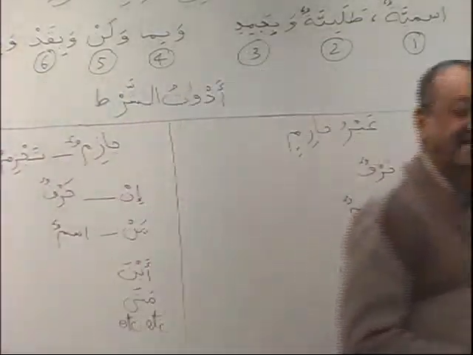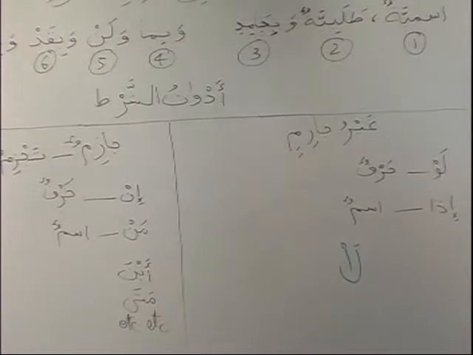Okay, and it has got no place in the i'rab. La mahalla lahu min i'rab, or fil i'rab. Are you with me? You will come across this expression: la mahalla laha or lahu fil i'rab. It means it has got no position. It is not fa'il or mafulun bihi or anything. Yeah? It is just a particle.